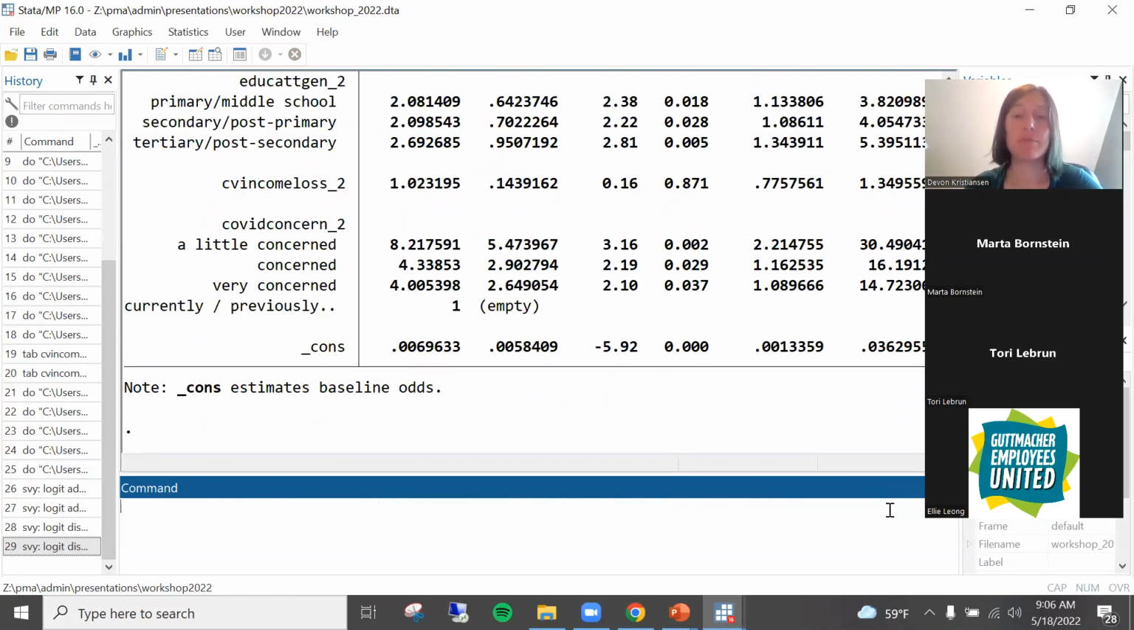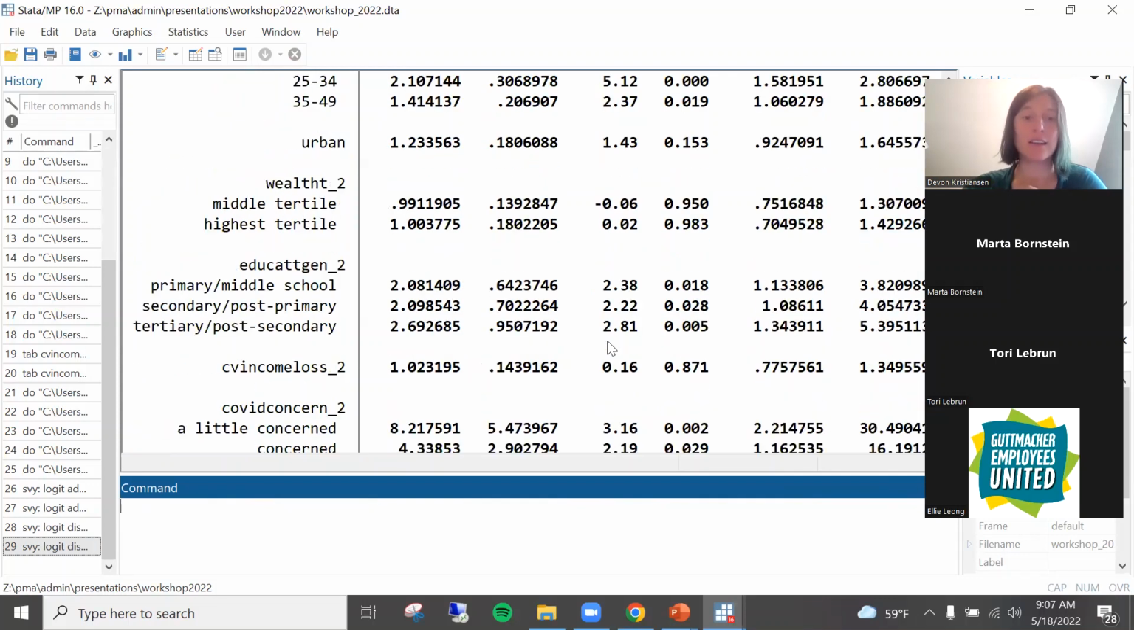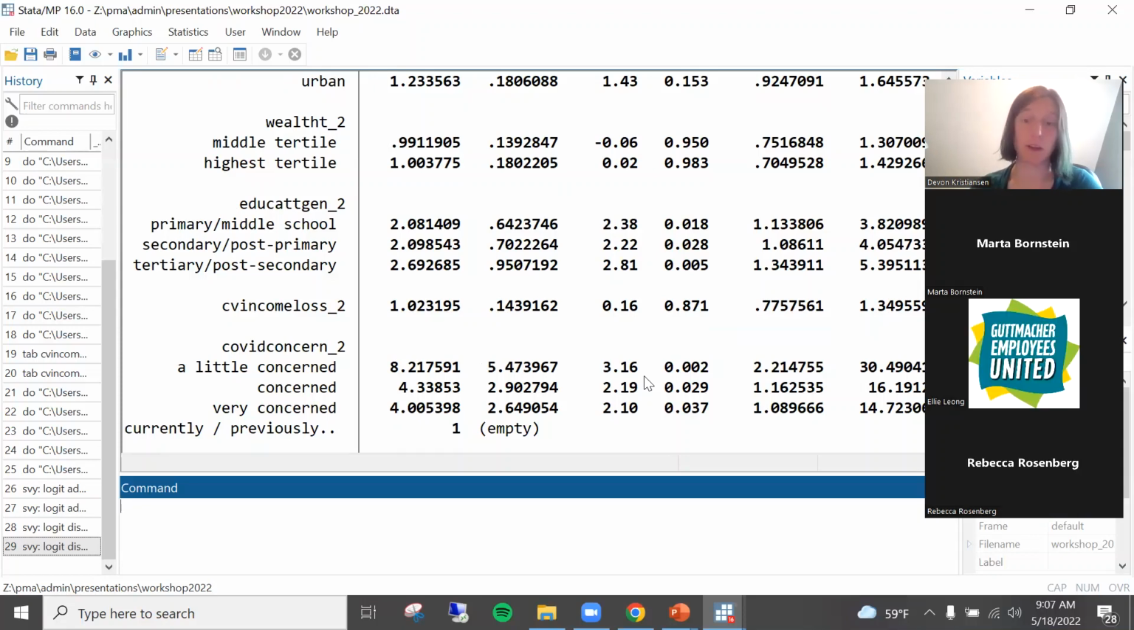Okay, and then with Kenya for discontinuation, we once again see that the concern variable was statistically significant. Women who were concerned about getting COVID, compared to women who were not at all concerned, were far more likely to discontinue a method. So that's consistent with the adoption results as well. And I think we only have a few minutes left, I believe.